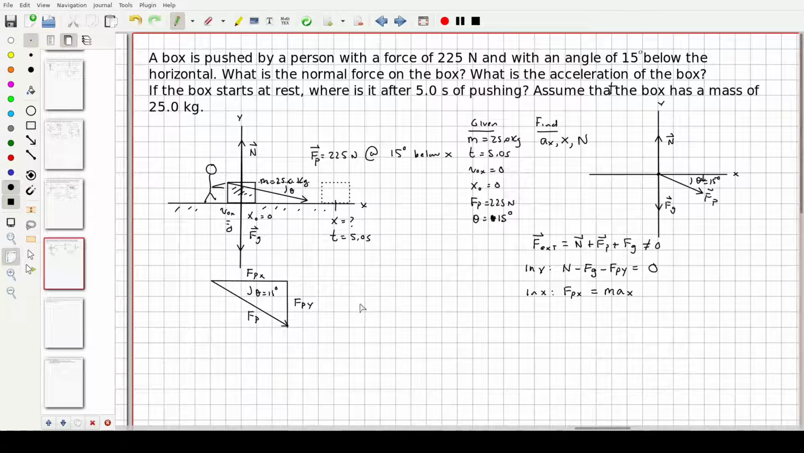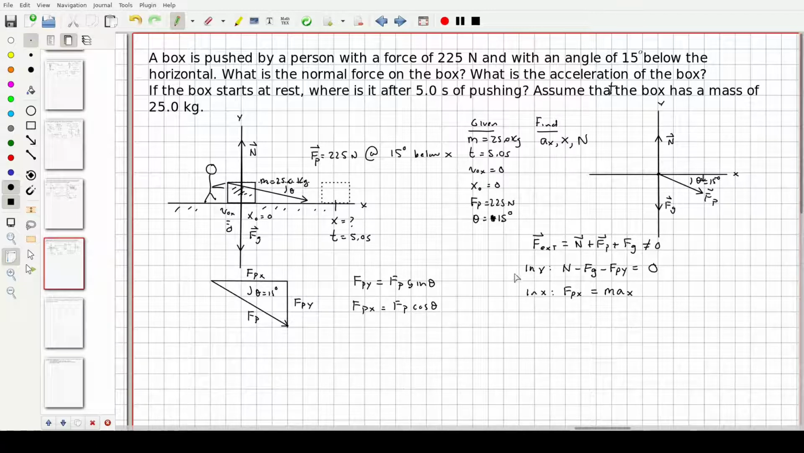Okay. So we're going to need to find FPX. We're going to need to find FPY. If we write out our trig functions, we'll note that FPX is the adjacent part, FPY is the opposite part. So FPY is going to be FP times sine of theta. FPX is going to be FP times cosine of theta.